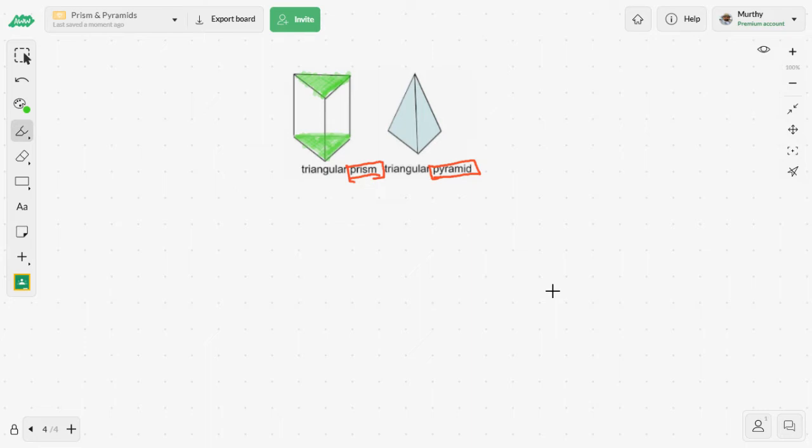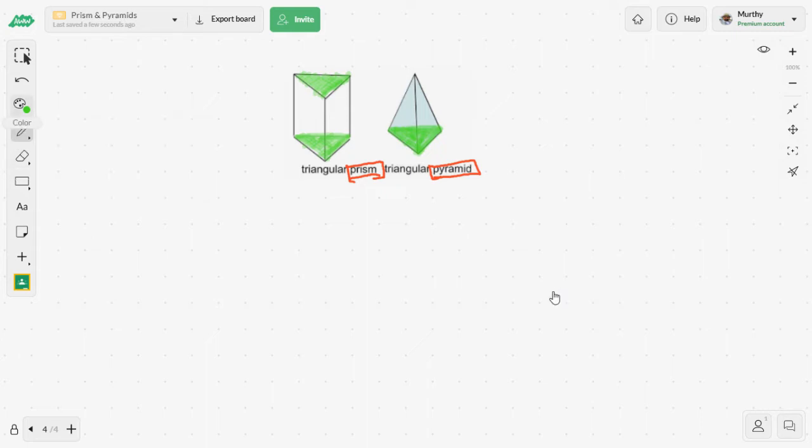So if the base shape and the top are the same, then that is called a prism. Whereas the other one, you see that here the base is a triangle, but the top is not a triangle, it is a pointed tip. Please see the difference between these two. All the pyramids are pointed at the top. That's the basic difference between a prism and a pyramid.